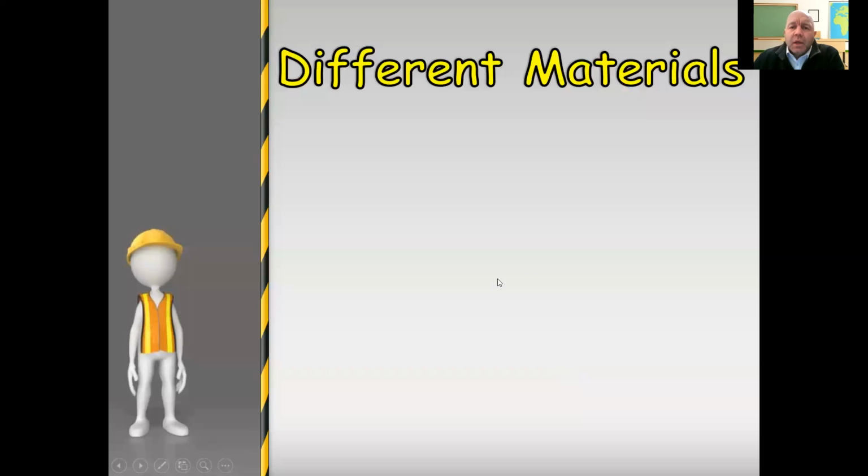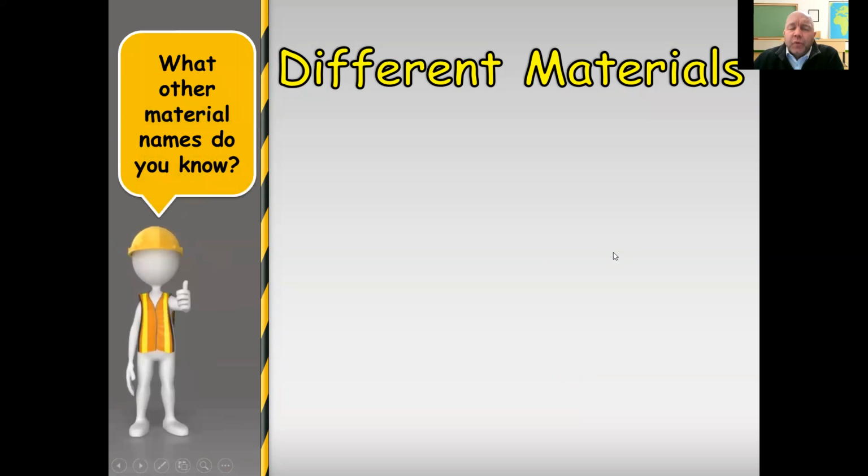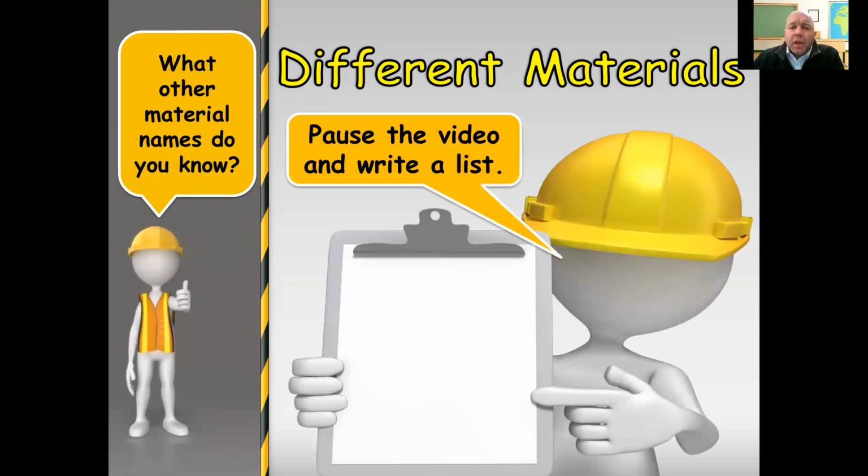Okay. So I want you to take a look around your house now. And where you're sitting, just take a look around the room. What other materials do you know? Okay. Make a list. Pause the video and write a list of all the different materials that you can think of. Ones that you can see around you and ones that may be outside or somewhere else completely. But how many different materials do you know? And remember, the material is not the object itself, it's what it's made out of.